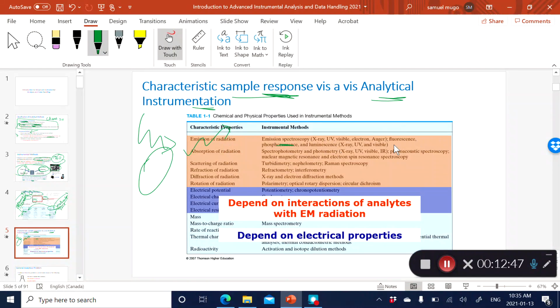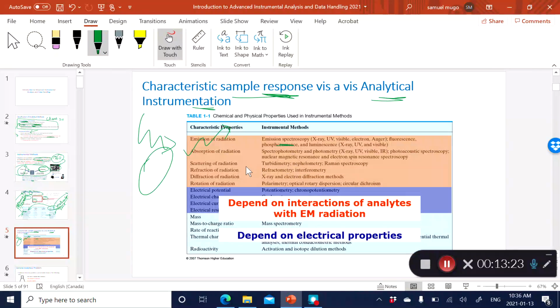And there are many different types of emission spectroscopies that we're going to talk about. But also, the sample can scatter some of this radiation. And then you can measure probably the transmitted radiation or even the scattered radiation, if you angle the detector appropriately. And so if at all scattering happens, that type of analytical instrumentation is often called Raman spectroscopy, which we're going to talk about in this course.